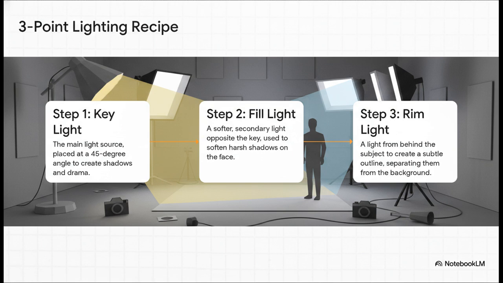Then, you bring in the fill light from the other side to soften those shadows so they aren't too harsh. And for the final touch, a rim light from behind, which creates that subtle, beautiful outline that makes the subject pop right off the background.